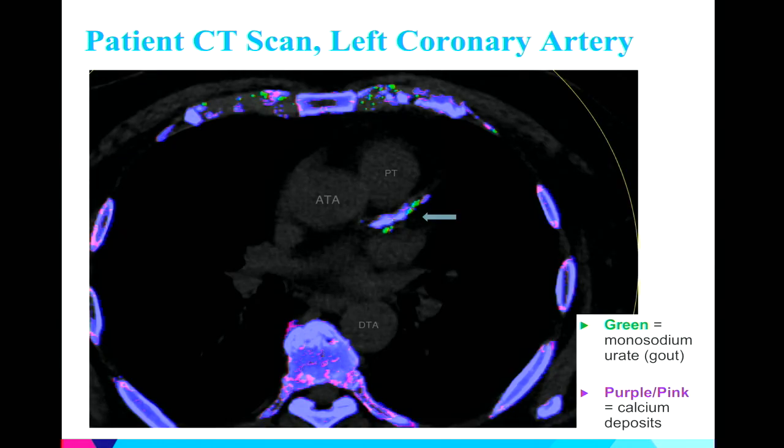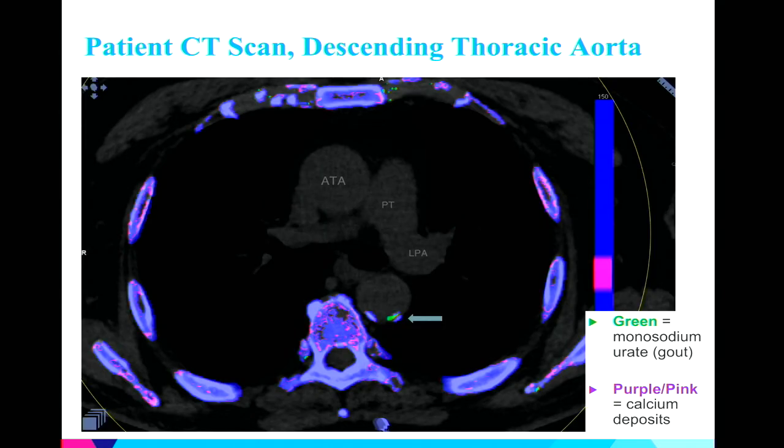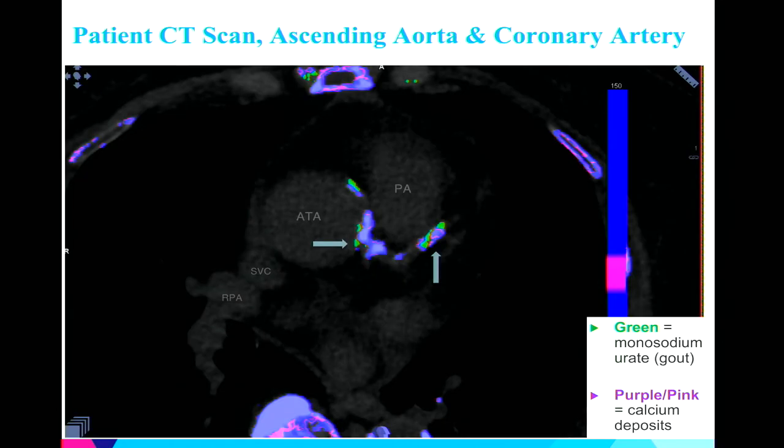This is another patient. Here it's in the left coronary artery. Here it's in the descending thoracic aorta. And here again in the ascending aorta as well as in the coronary artery. So all throughout the vasculature, we're seeing these spots come up as well as in the iliacs too, and then the carotids.